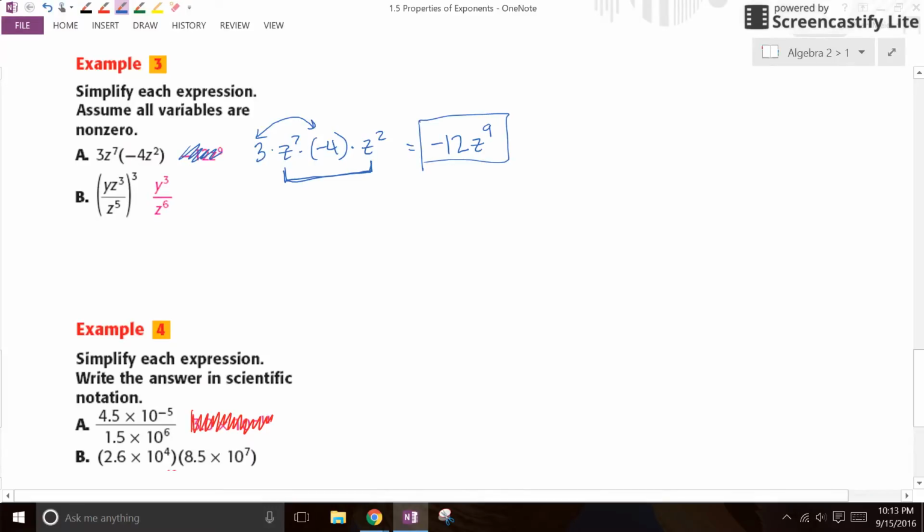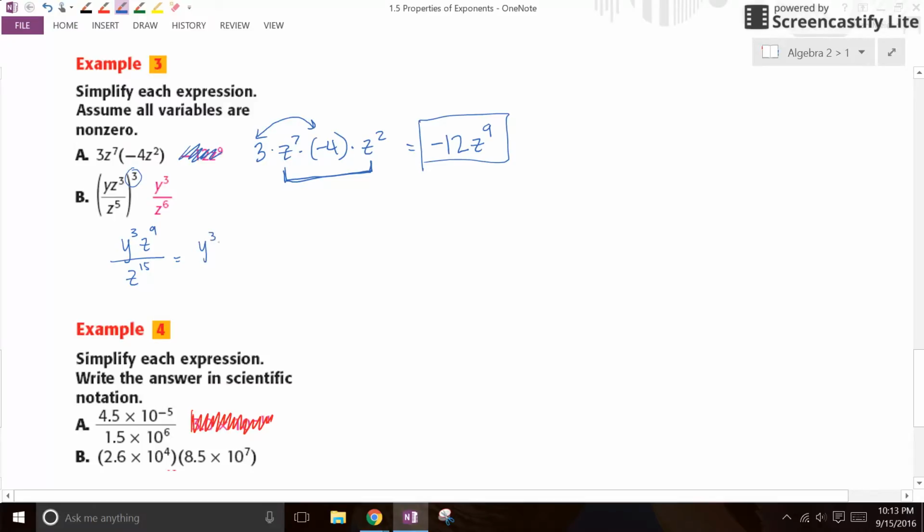For B, you can see that I have a 3rd power. I'm going to distribute that. So I would have y cubed. I'd have z, and that's a power to a power, so you're going to multiply: z to the 9th all over z to the, oh my goodness, 15th. Right? And now I can clean that up because I have a z on top and a z on the bottom. I can subtract those.